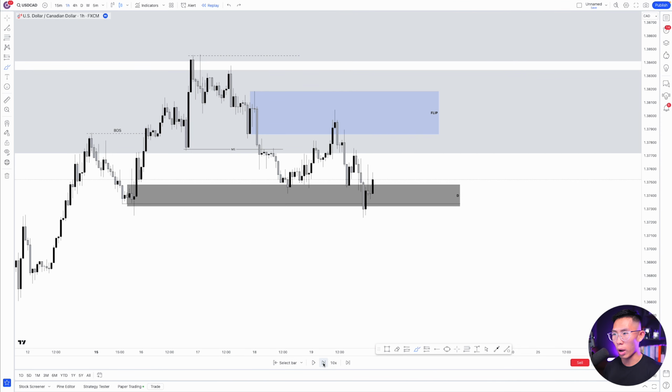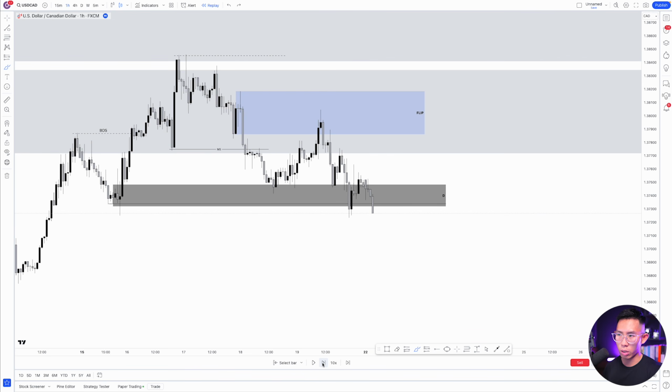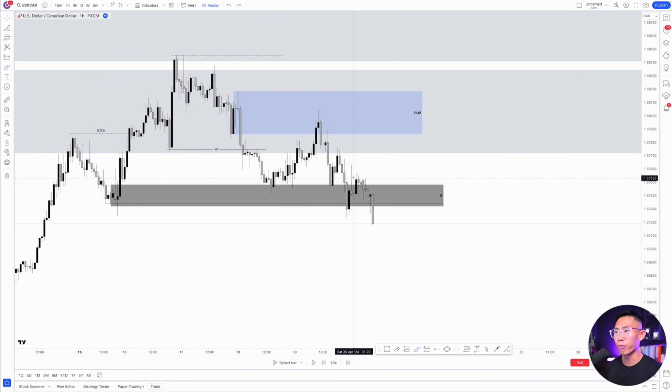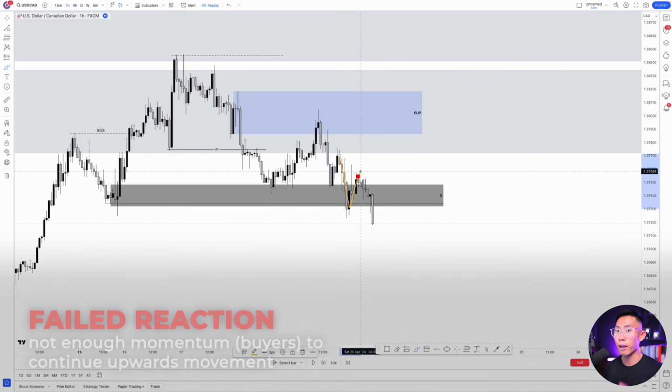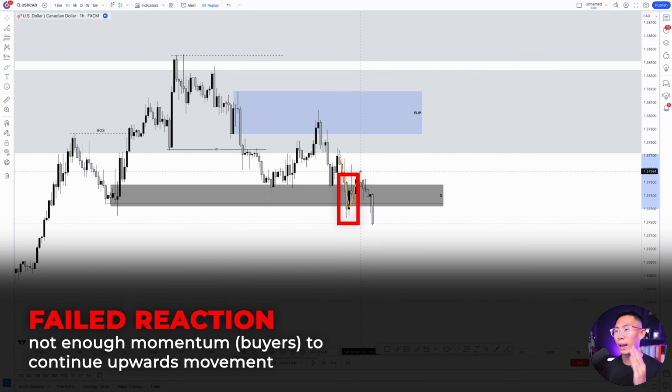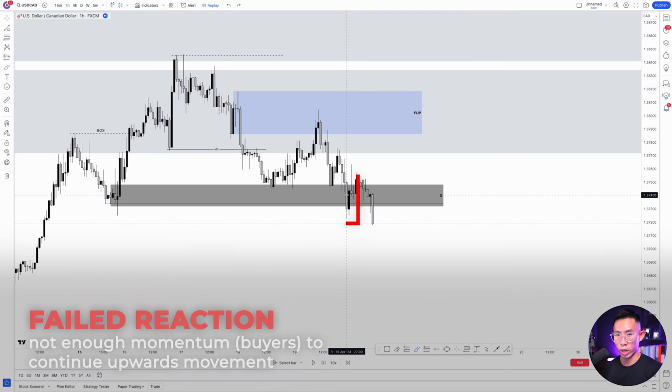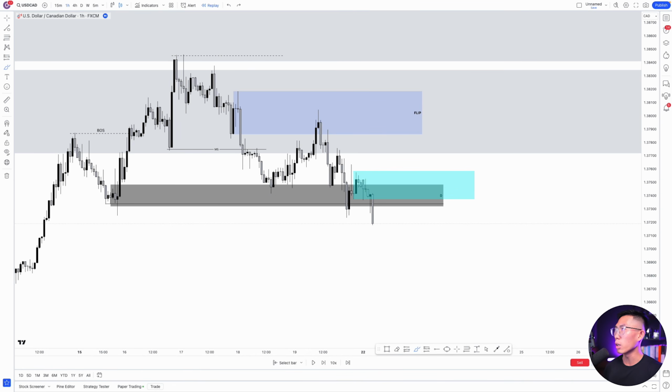So let's look at what price does, and you can see price comes down, boom, there you have it, your failed reaction. Once again, price actually reacted to the demand zone, right? A very valid reaction, but like I said, it was not enough to continue going up. It did not have enough momentum. It did not have enough buyers to continue pushing the price up. So over here, this is what I call the failed reaction, right? Failed reaction happened right here, so you can pretty much draw your flip zone within this range right here. So this entire range would be your flip zone, right?